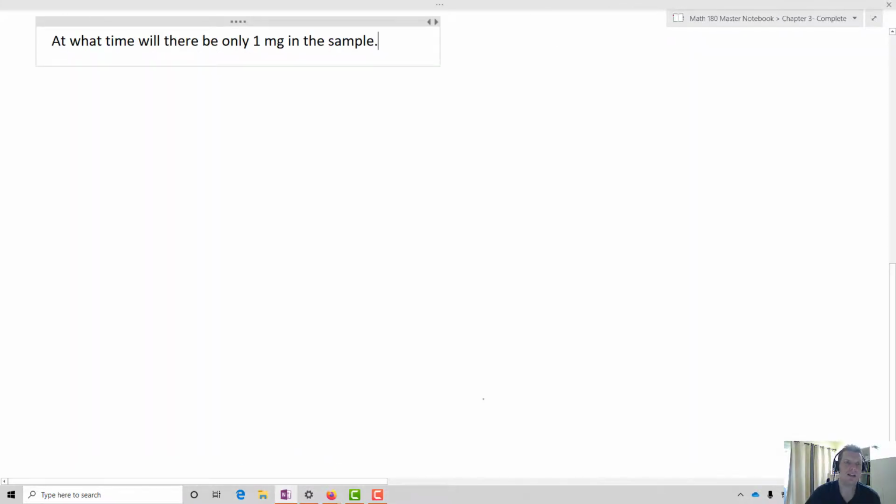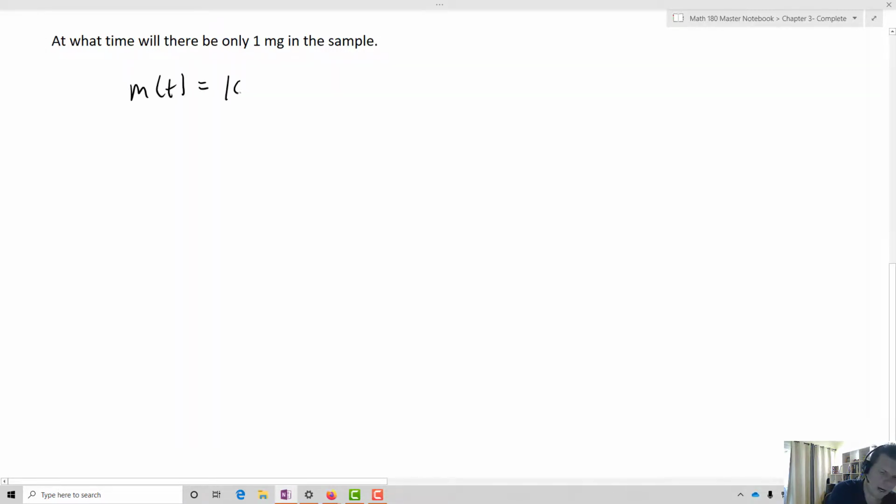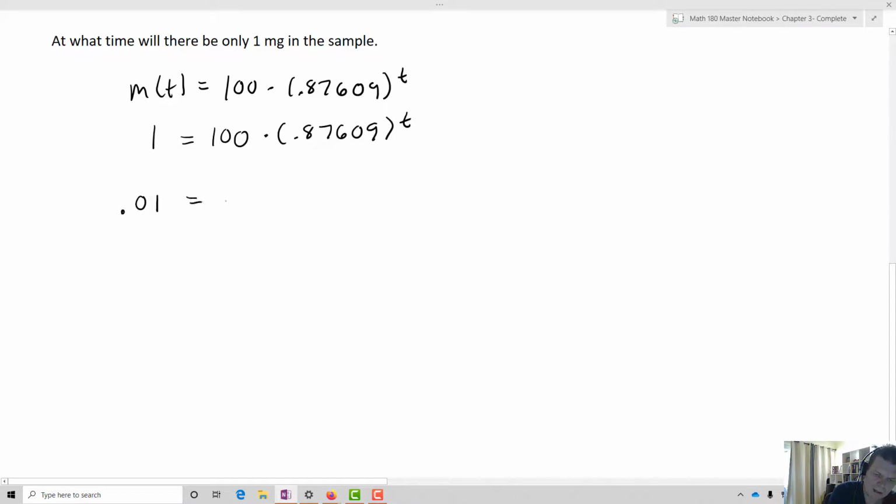Just to finish this process, let's take a look at an associated question. At what time will there be only 1 milligram in the sample? We know we have our function, m of t equals 100 times 0.87609 to the t, and now we know that m of t equals 1. So 1 equals 100 times 0.87609 to the t. Divide by 100 on both sides, so we end up with 0.01 equals 0.87609 to the t.